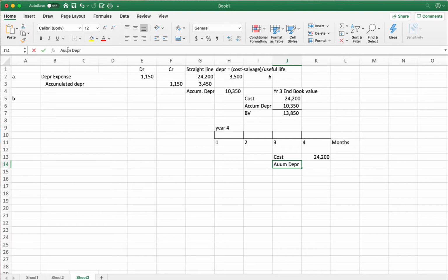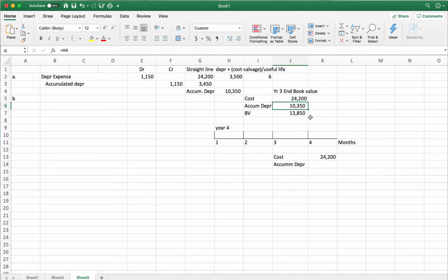Okay. Now I need to calculate what is my accumulated depreciation. Well, at the end of year 3, it was $10,350, right? But I added some. I added 4 months worth of depreciation. So I need to take that into account. So I'm going to take my accumulated depreciation at the beginning of year 4, the $10,350, and to that I'm going to add the accumulated depreciation that I booked for the 4 months of year 4. My accumulated depreciation now is $11,500.